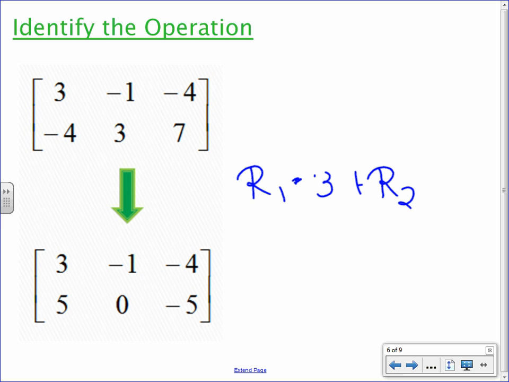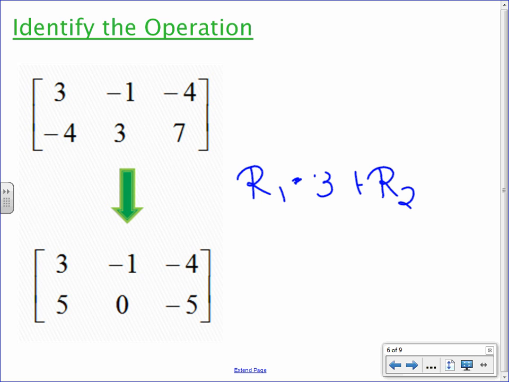3 times 3 plus -4. -1 times 3 plus 3. -4 times 3 plus 7. So yes, that's what's happening. You need to be able to identify what's going on. Some will be more obvious than others.